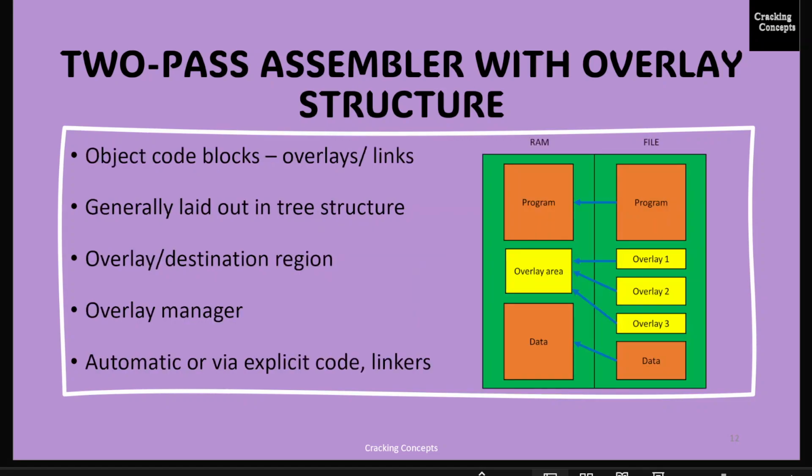So we can say that overlaying is a process of transferring a block of program code or other data into the main memory, replacing what is already stored there. Overlaying is a programming method that allows programs to be larger than the computer's main memory. Constructing an overlay program involves manually dividing a program into self-contained object code blocks called overlays or links, which are generally laid out in a tree structure. Sibling segments, those with the same depth level, share the same memory and are called overlay region or destination region.